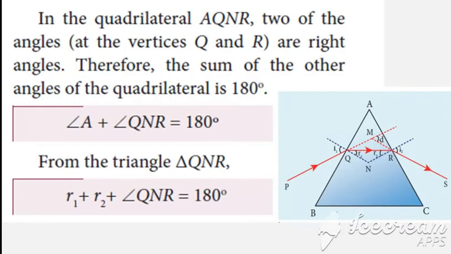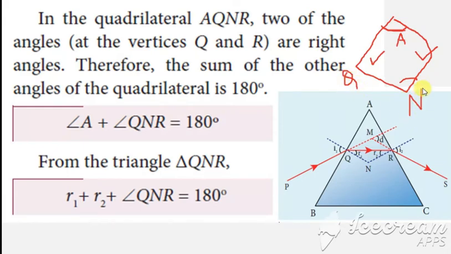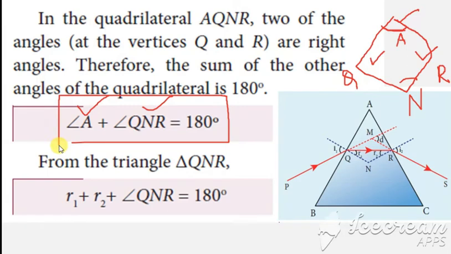Clear? So now considering a quadrilateral, here A, Q, N, R. The property of the quadrilateral is that the sum of any two opposite angles is equal to 180 degrees. Taking two angles, here this one is the angle A, and this one is written as angle QNR. So angle A plus angle QNR is equal to 180 degrees, because in a quadrilateral the sum of these two angles is equal to 180 degrees.